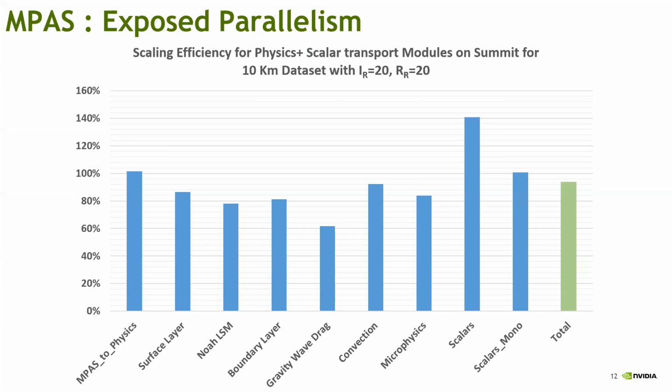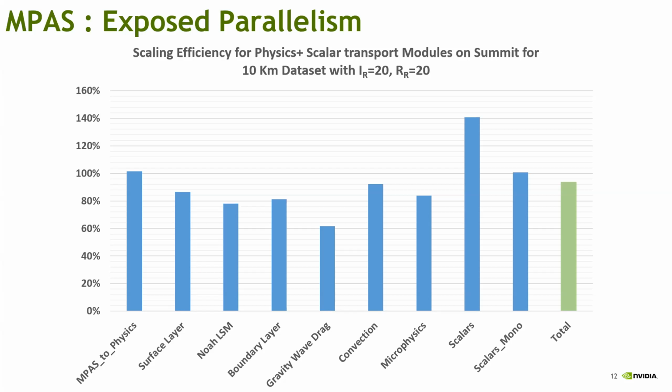The second part here is looking at everything else, which is basically physics and scalar transport. When we talk about the physics, we need to be specific. We have the radiation 15-minute interval. The number of integration ranks is 20. The number of radiation ranks is 20. This is SMT equal to 4 and OpenMP enabled.